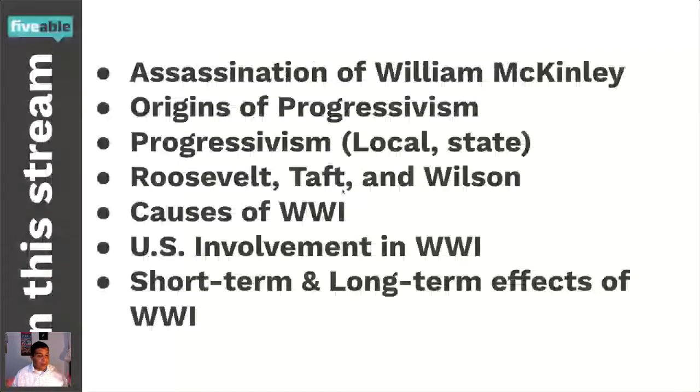Today we're going to cover a lot of things, like I said. In this stream, we're going to talk about the assassination of William McKinley and the origins of progressivism. Where did this idea come from? We're going to look at what progressivism looked like at the local and state level. Roosevelt, Taft, and Wilson are the three presidents who are considered progressive presidents.